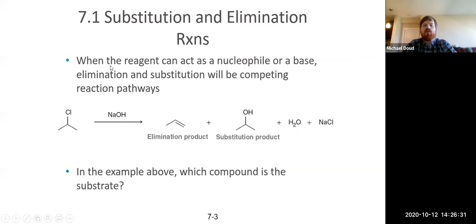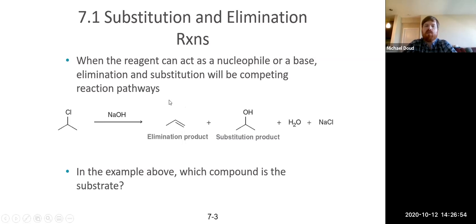So I guess I just basically said this, but if you have a reagent, for example sodium hydroxide, hydroxide is a strong base and it's also a really good nucleophile. It's got a negative formal charge on the oxygen, so it's a really strong nucleophile. And what that means is you can expect to get both the elimination product and the substitution product.